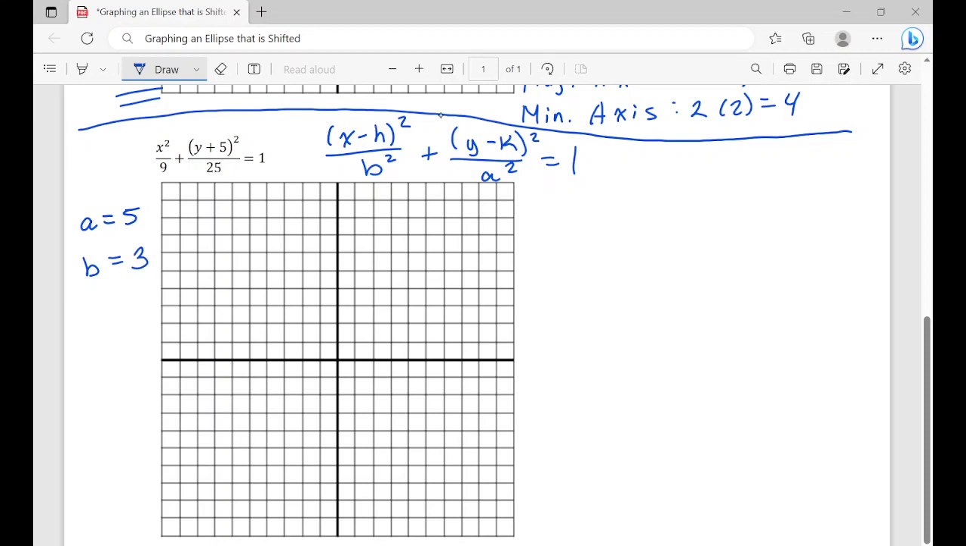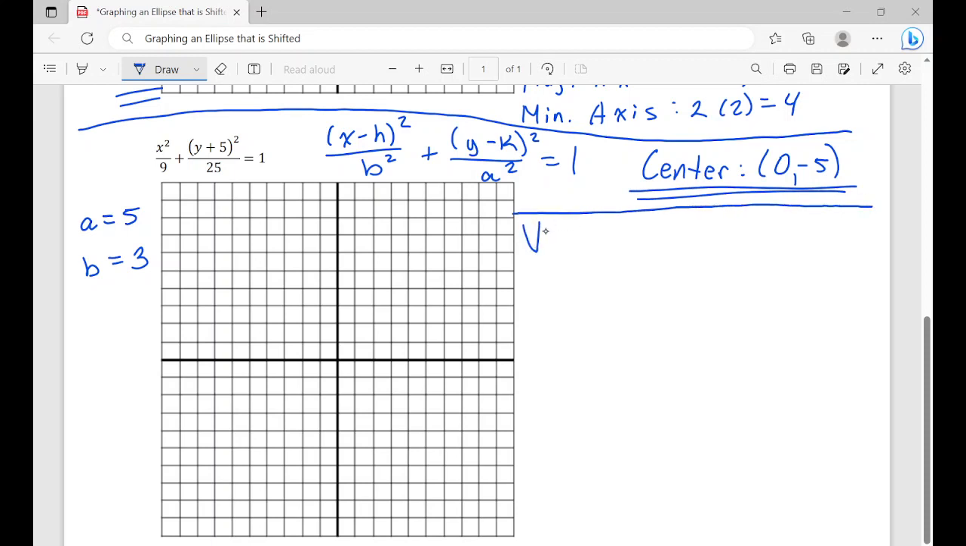Center again is h and k. In this case, there is no h, so that means the center x value is going to be 0, whereas the k value plus 5 is going to be a minus 5. Again, it's the opposite sign. So there is the center for this ellipse.